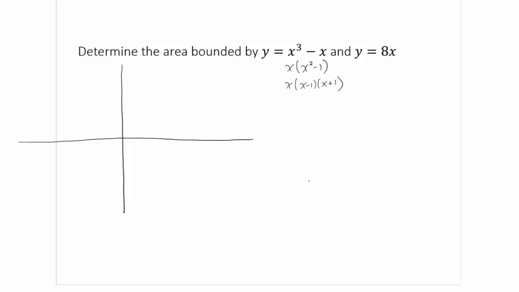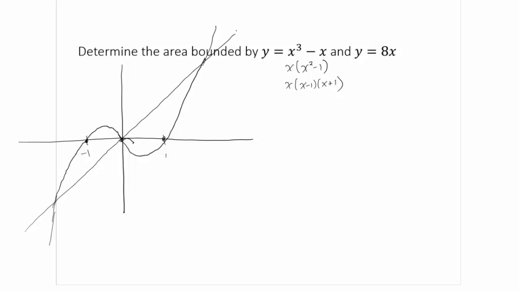All right, so drawing this. -1, +1. And I know, since it's a cubic polynomial, it's going to do something like this. And then y equals 8x, that's just a line with slope 8. So I'm just going to draw a line with a positive slope. That looks like that.